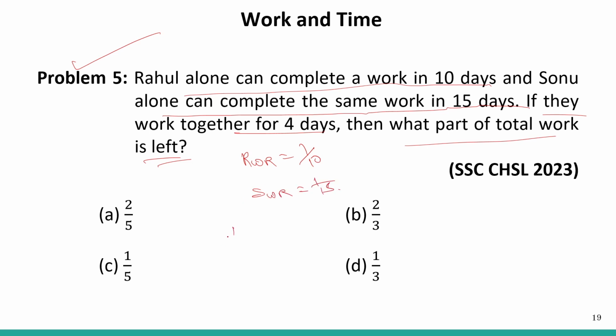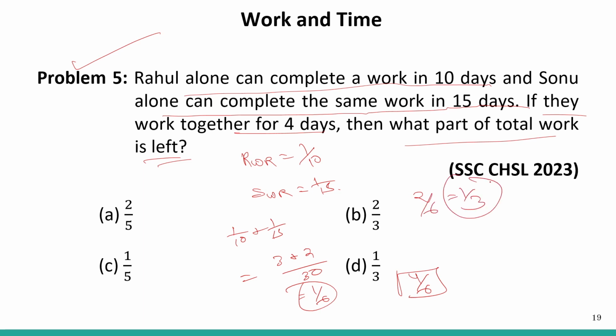So their combined work rate is 1 by 10 plus 1 by 15, right? That is equal to 3 plus 2 by 30, which is 1 by 6. So in 4 days, they complete 4 by 6 of that work. So the remaining work is 2 by 6, right? Equal to 1 by 3.